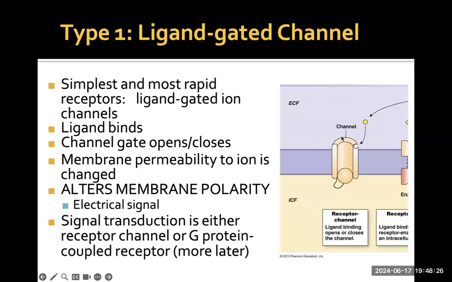So again, this is type 1. This is ligand gated. When we say ligand gated, think of anything that's a gate. So if you think about this like a door to your house, this is where you would have the door closed, right? When the channel is closed, it means that nothing can move through. When you have the ligand bind to the receptor, it's going to alter polarity and open up that channel, which means stuff can now move through.